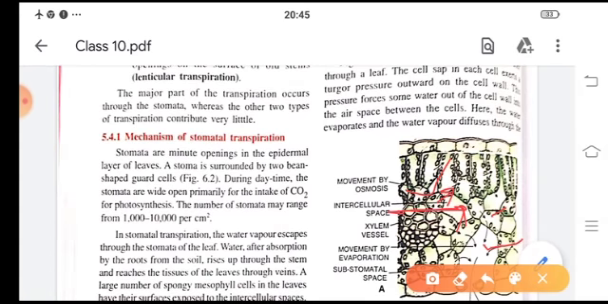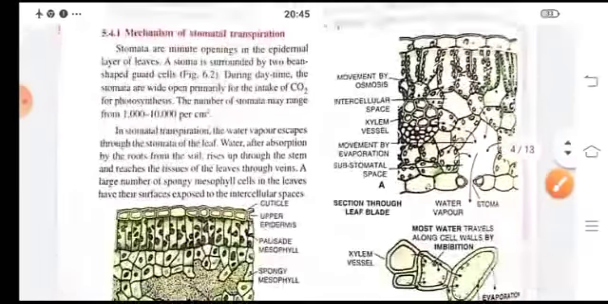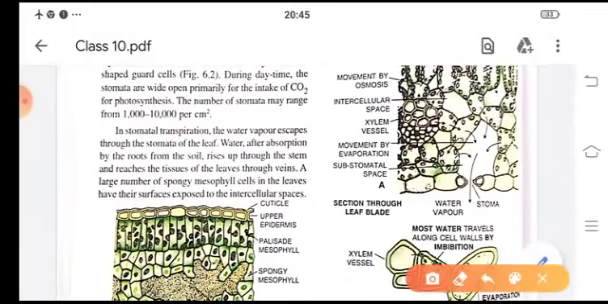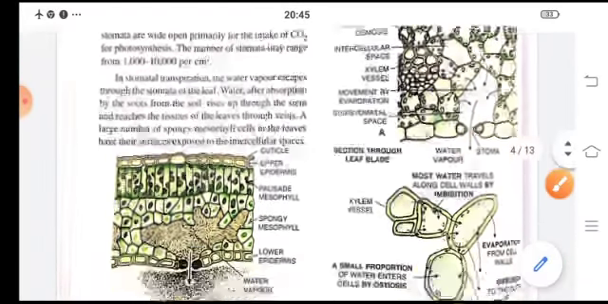That means turgor pressure is exerted on the cell wall, and they ooze out this water into these intercellular spaces. From these intercellular spaces, the water gets saturated with the air and forms vapors, and this vapor goes out from the stomatal opening.